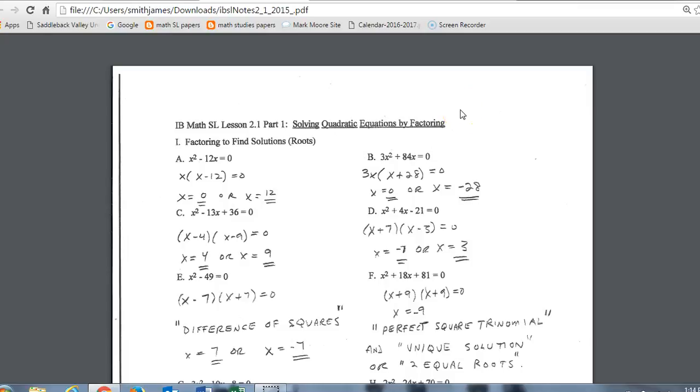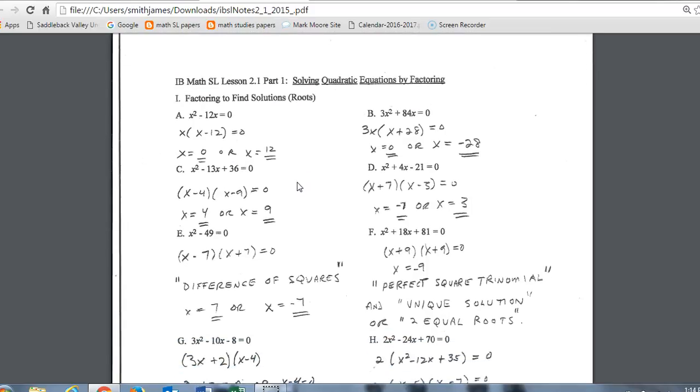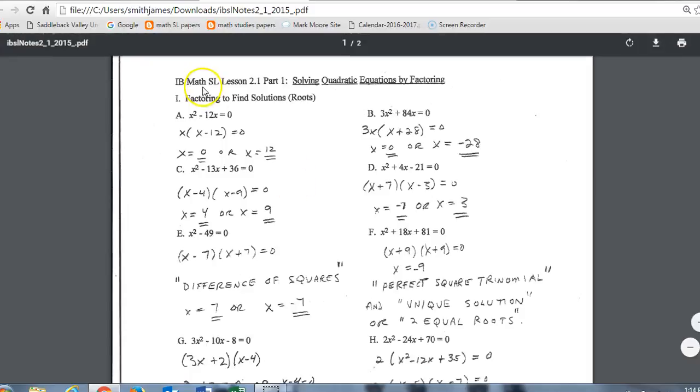Alright, here are the video lesson notes for section 2.1. A lot of this is familiar all the way back to Algebra 1 for the most part. It's just solving quadratic equations by factoring and completing the square. The other method is the quadratic formula, and you'll see that in the next section. So just some basic review of factoring here for the first few.